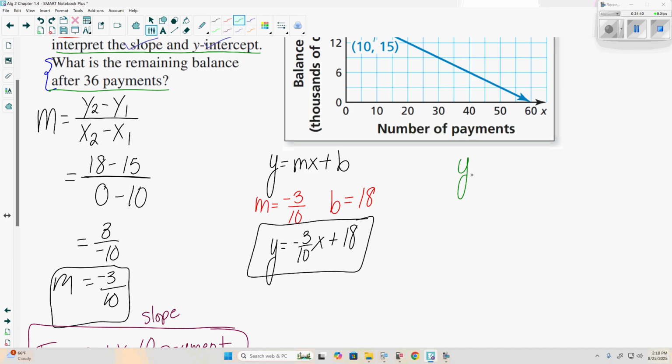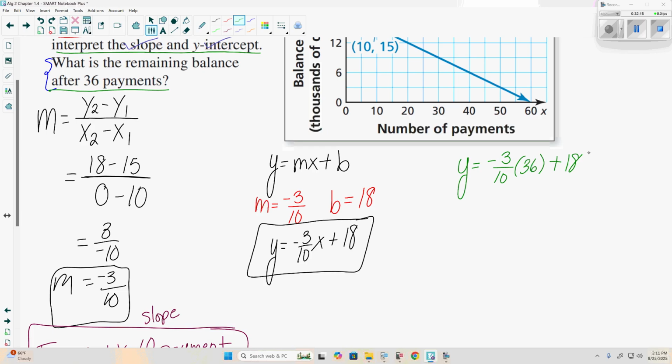So what we can do is replace x with 36. So y, our balance, is equal to negative 3/10 times 36, our number of payments, plus 18. Questions on this here? Now to solve this, we need to get the y by itself. Is it by itself? Because y is by itself already, yes?